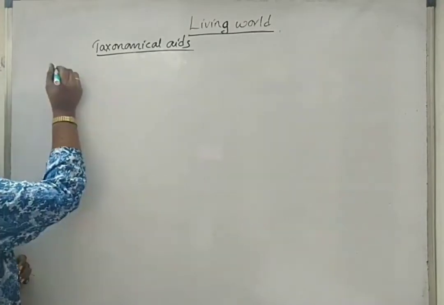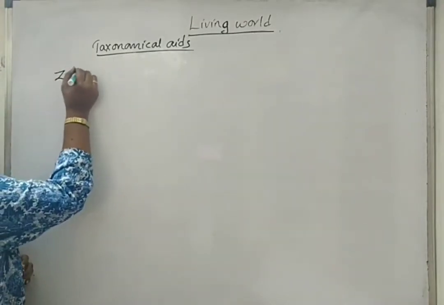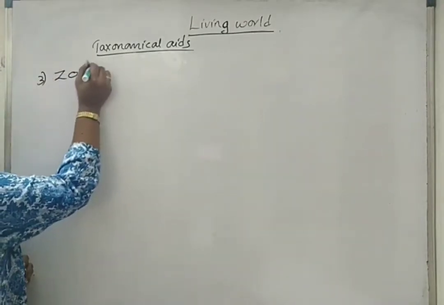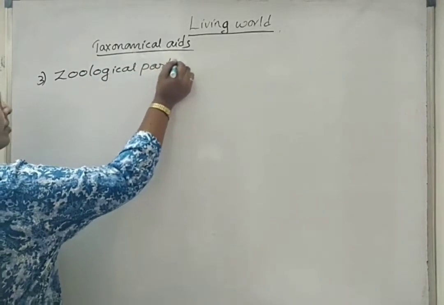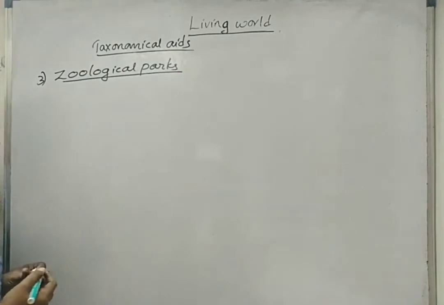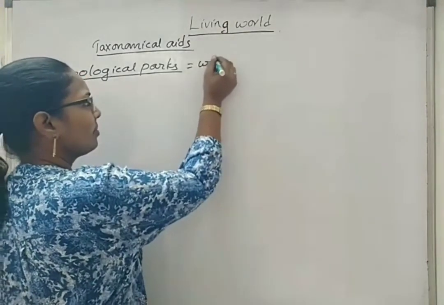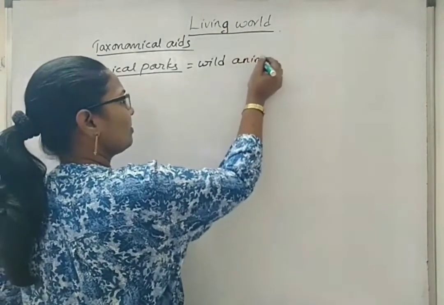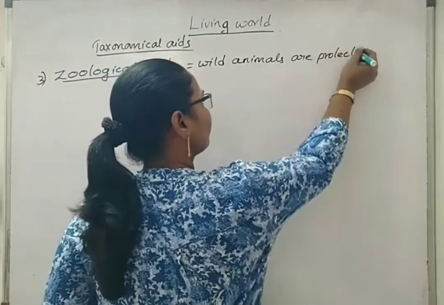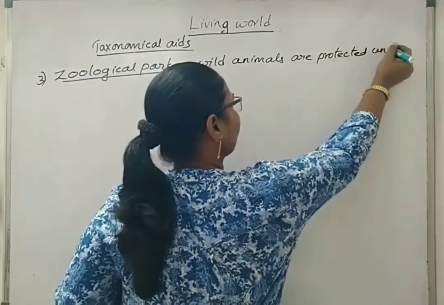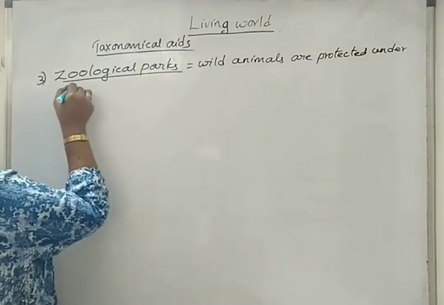Next taxonomical aid is about zoological parks. In zoological parks, wild animals are protected under human care. Wild animals are protected under human care.